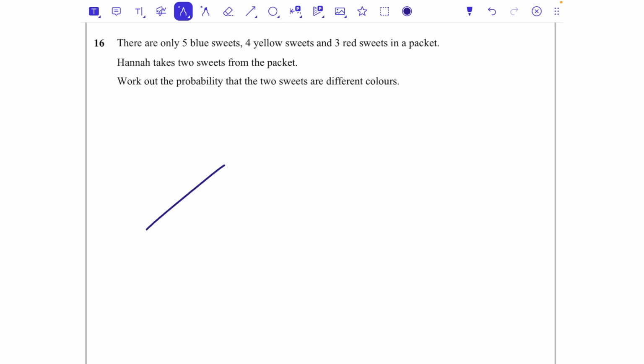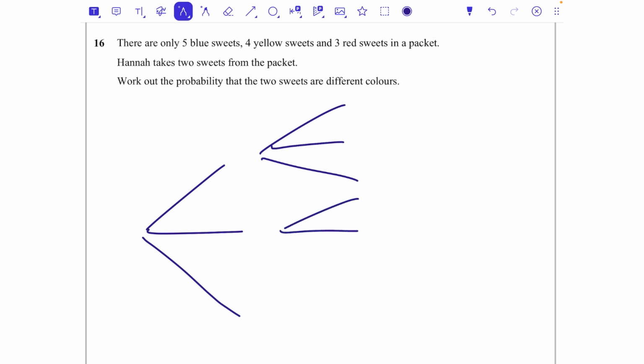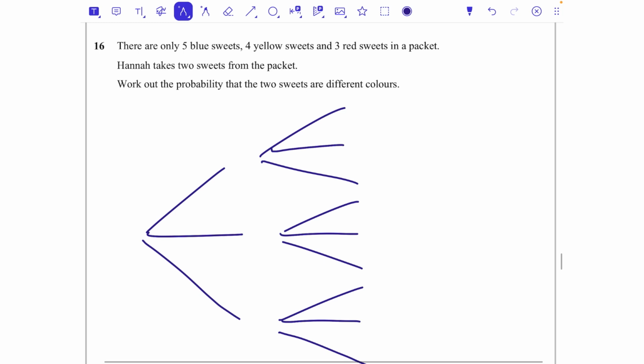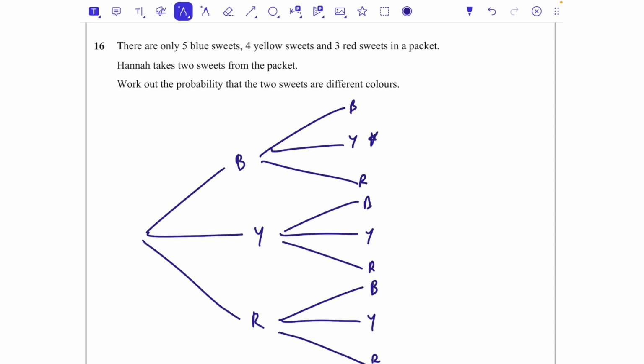Now we could draw the whole tree diagram for this. So first she's taking a sweet, blue, yellow or red, and then she's taking another one. So you'd end up with something that looks like this. Now we would be interested in any that are different colours. So there are 2 ways of doing this. We could do blue, yellow, red, and then do blue, yellow, red, blue, yellow, red, blue, yellow, red, and you're interested in this pathway, this pathway, this pathway, this pathway, this pathway, and this pathway. That's a lot of maths to have to work out.